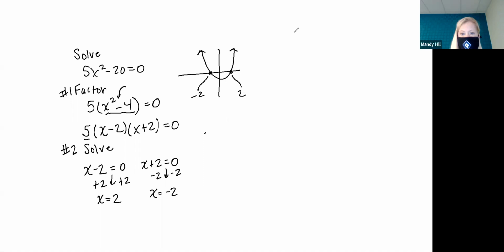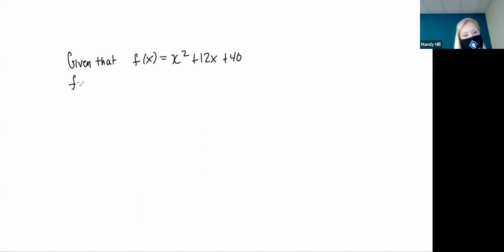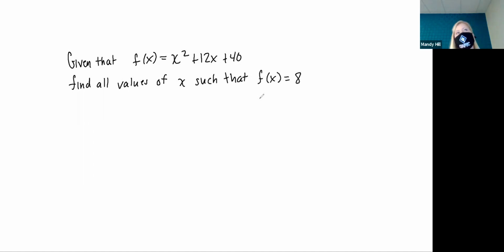Last two problems. This one says, given that f of x is equal to x squared plus 12x plus 40, find all values of x such that f of x is equal to 8.